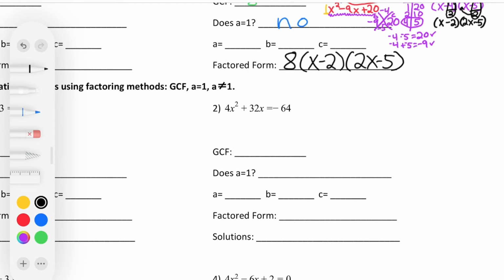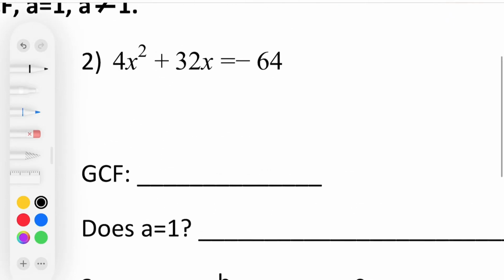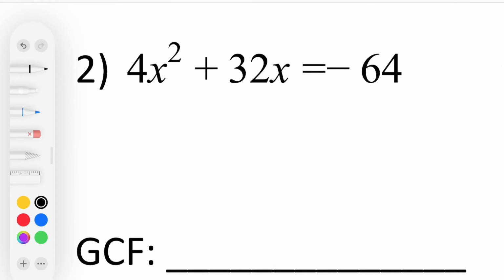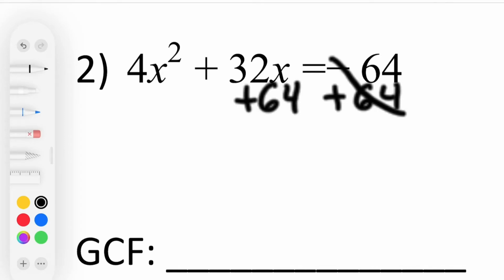Alright, so then the next one, we are factoring it using GCF, a equals 1, and a does not equal 1. As we are solving, we are going to make sure one side of the equal sign is 0. Gotta have one side equal to 0 or it will not work. So for number 2, does one side equal 0 yet? No. So we gotta add 64 to both sides. On the right, we get 0, which is what we wanted.